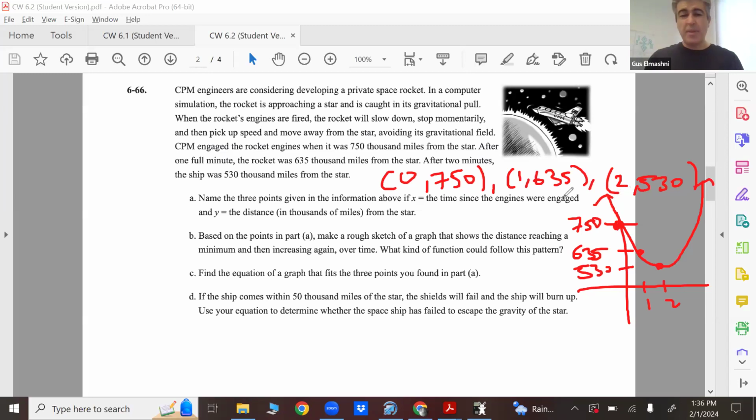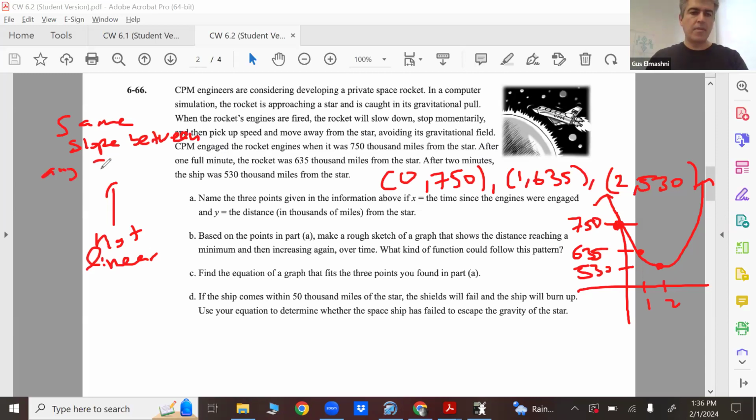So it's probably quadratic. It's not going to be linear because for it to be linear, you have to have the same slope, and the slope's not the same between these points. So it's definitely not linear. That's for sure. Again, to be linear, you need to have the same slope between any 2 points. That's not happening here. Because the slope for the first one, I think, is negative 115. For the other one, it's negative 105. Not the same. Okay. So it's probably going to be quadratic.